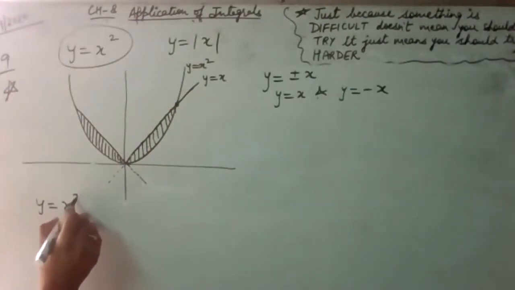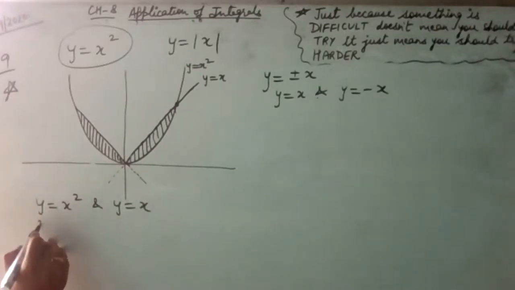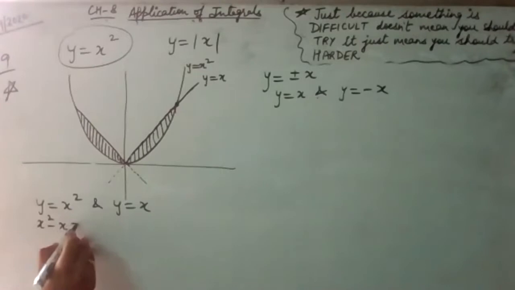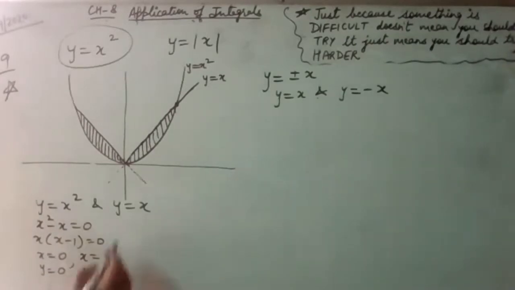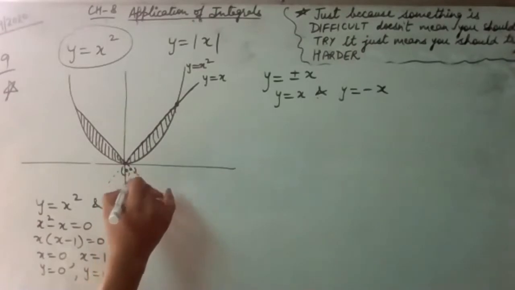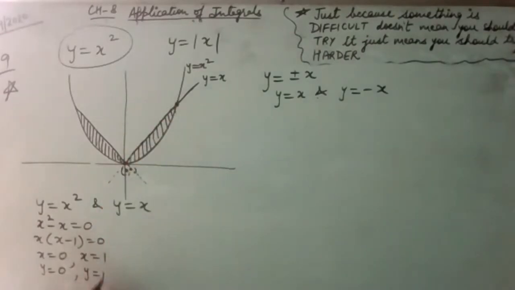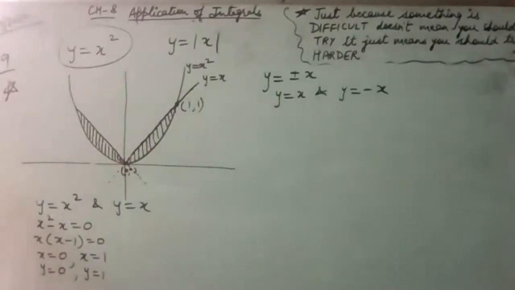Y equal to x square and y equal to x. Let's put x here. So we get x square minus x equal to 0, x into x minus 1 equal to 0. We get x equal to 0 and x equal to 1. And for that we get y equal to 0 and y equal to 1. So one intersection point is 0, 0, which we already know. And another one we have got as 1, 1. So let's mark this point as 1, 1.